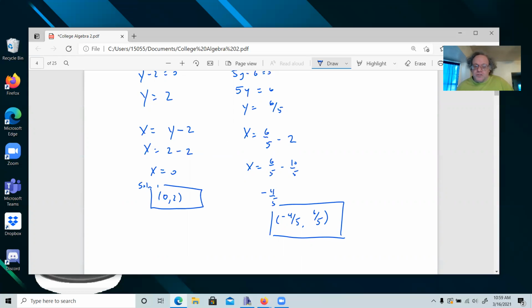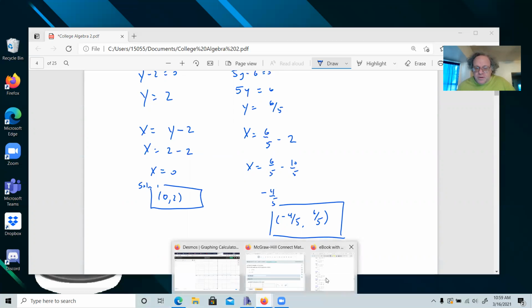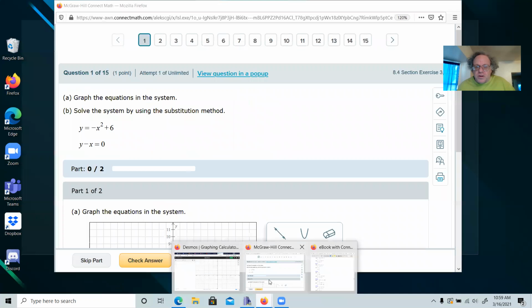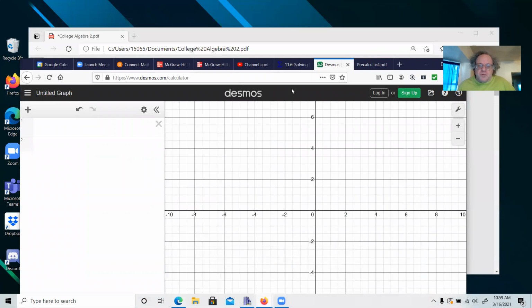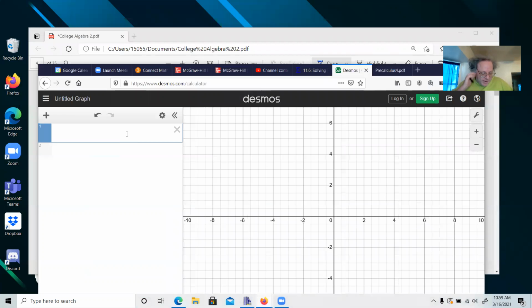All right, so just to double check this, I want to do this one, Desmos. We can type this into Desmos just to make sure that we're getting the right answer here. Again, this is mostly for a practice thing, but if you're out in the world working, it's always good to double check.